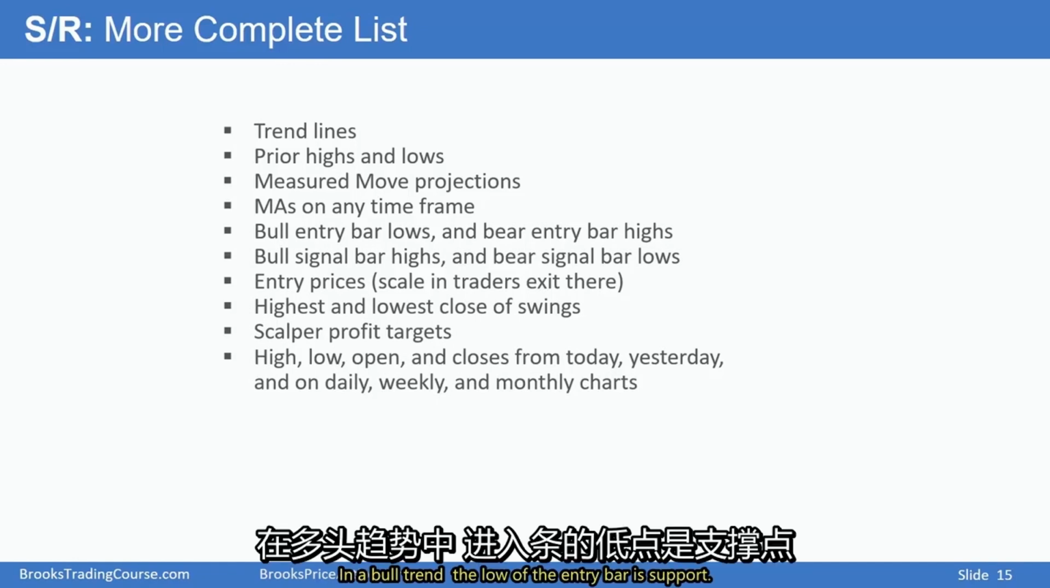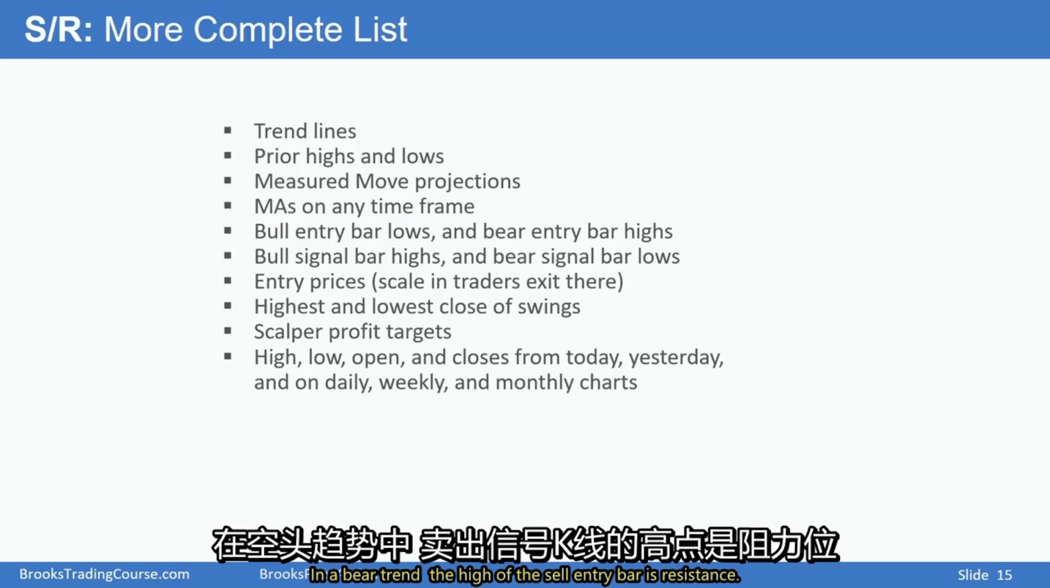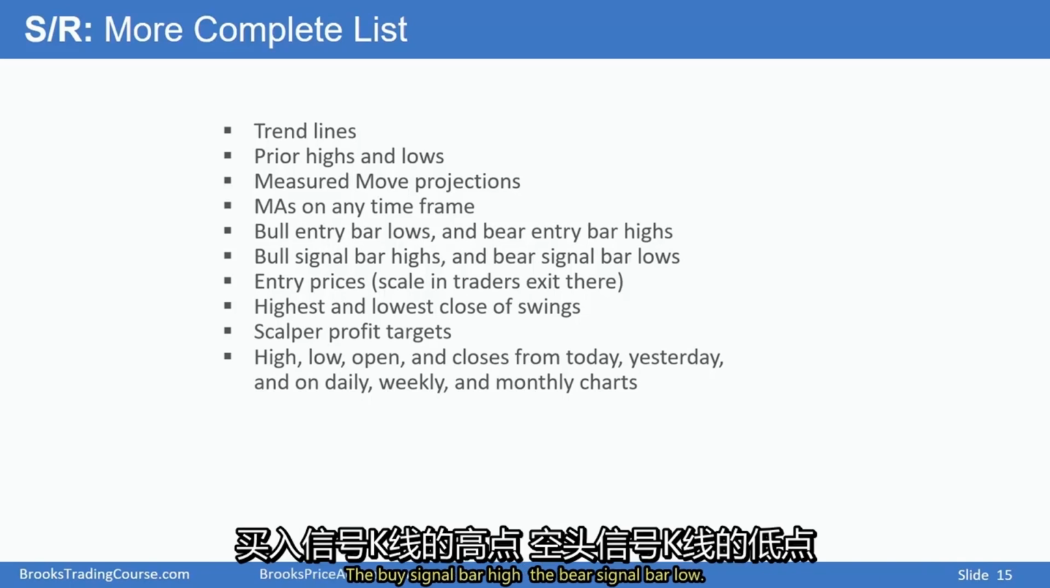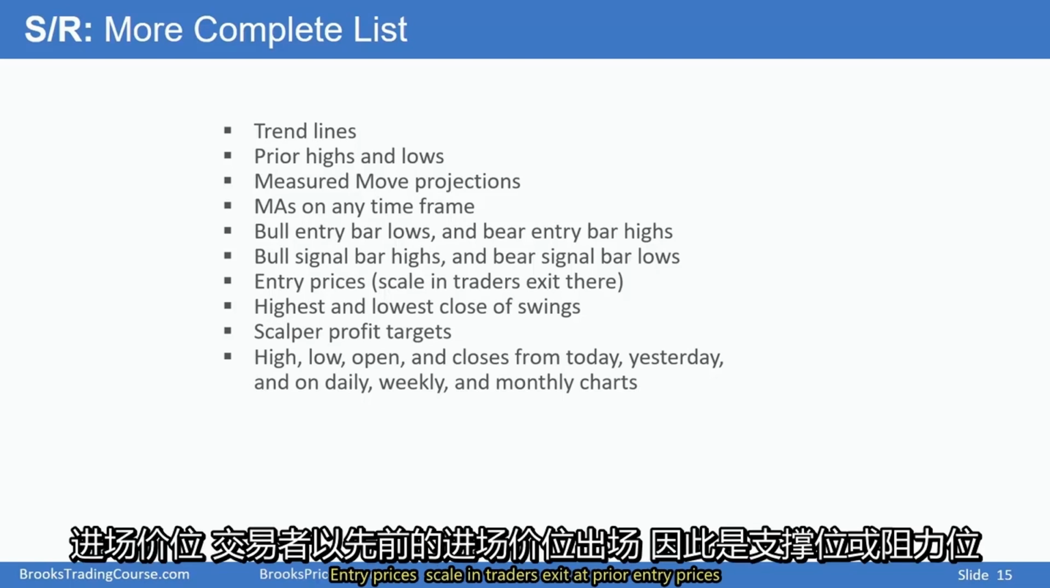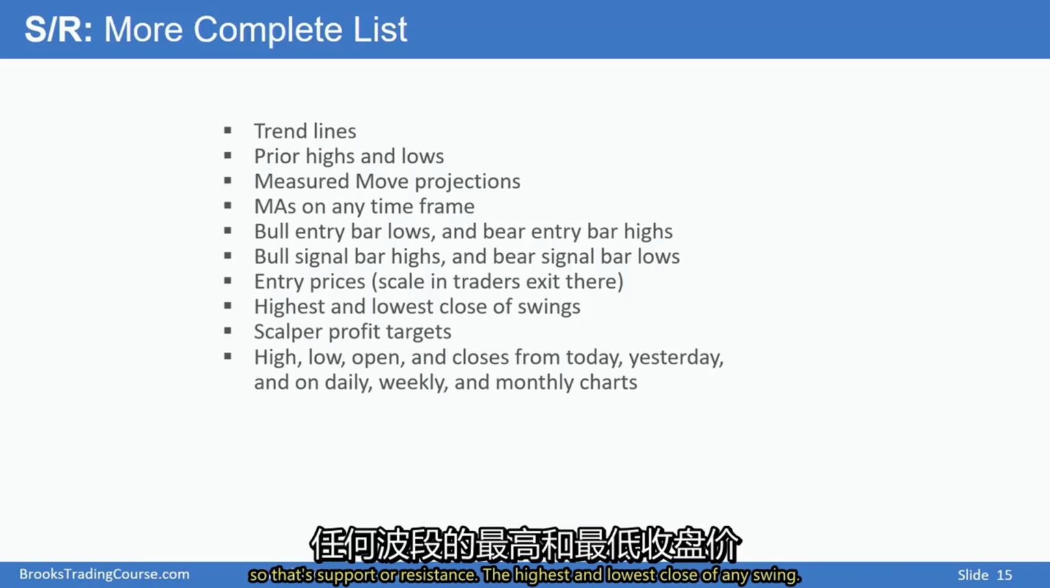In a bull trend, the low of the entry bar is support. In a bear trend, the high of the sell entry bar is resistance. The buy signal bar high, the bear signal bar low. Entry prices: scale-in traders exit at prior entry prices, so that's support or resistance. The highest and lowest close of any swing.